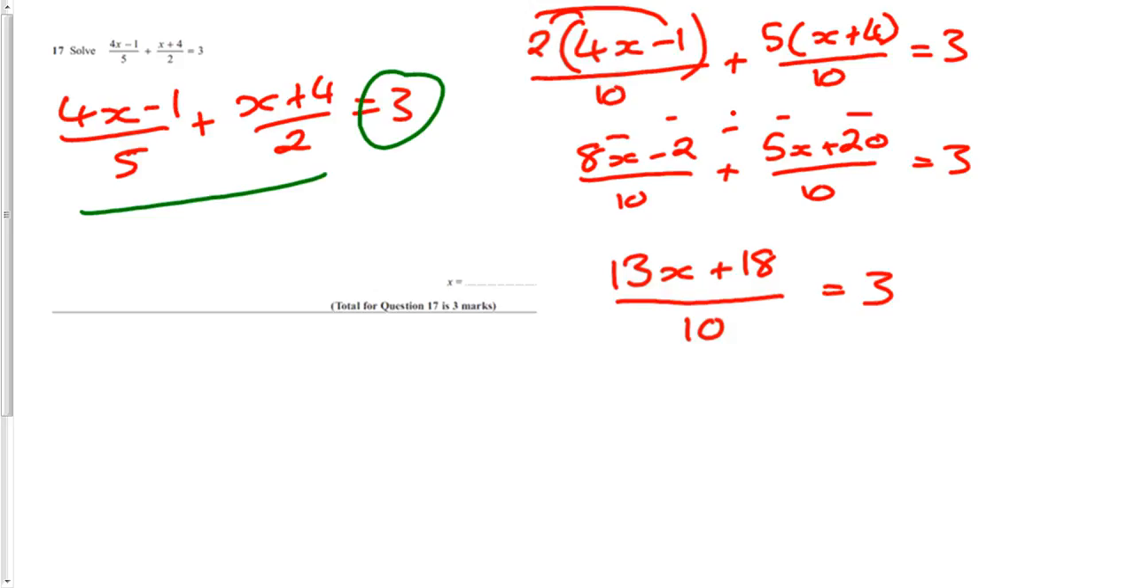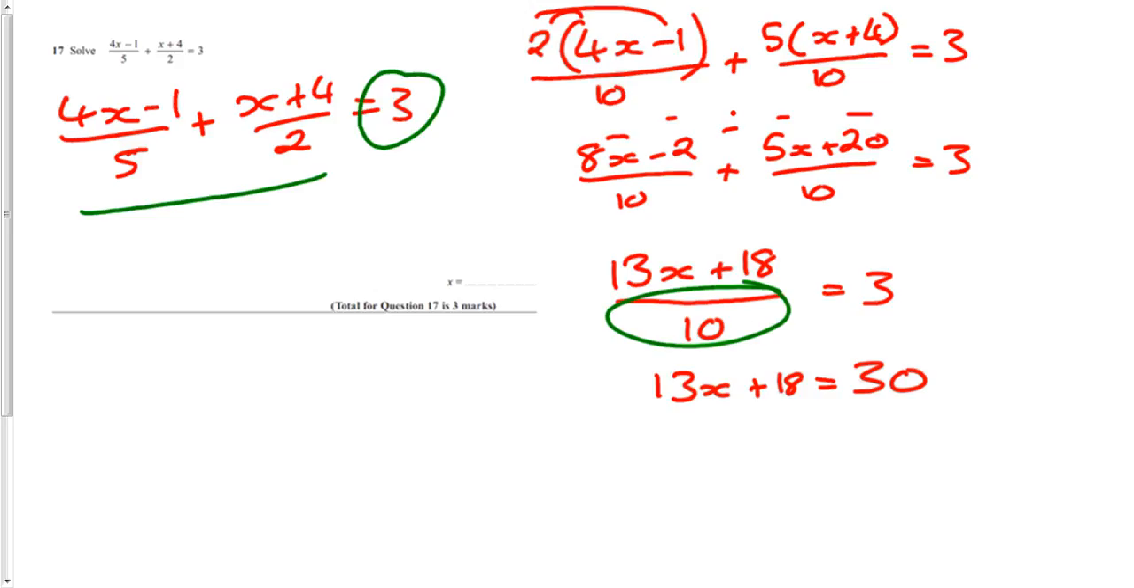What we then do is it just turns into an algebraic equation. So what we need to do is get rid of this divided by 10. So we do the opposite to the other side. The opposite of divided by 10 is multiplying by 10. So we multiply the other side by 10 to get 30. And if we've got rid of that divided by 10, we are left with 13x plus 18.